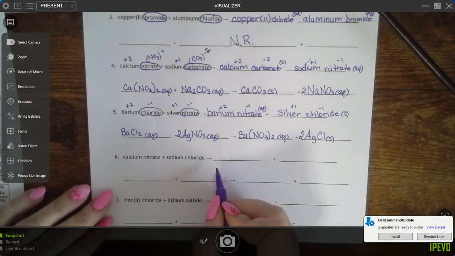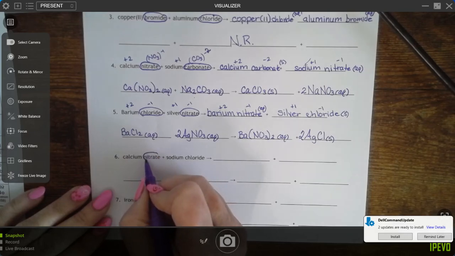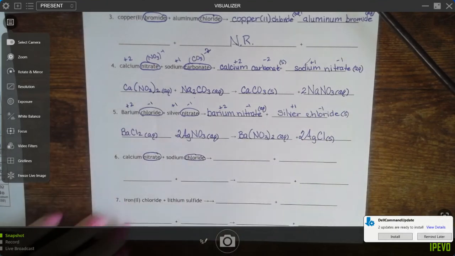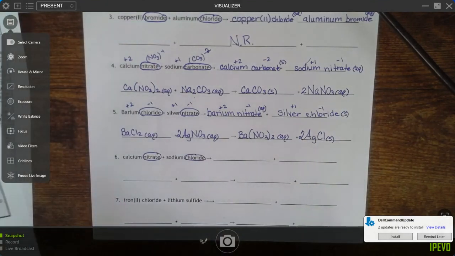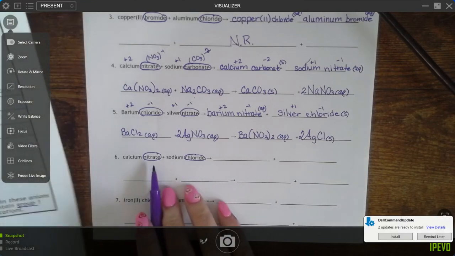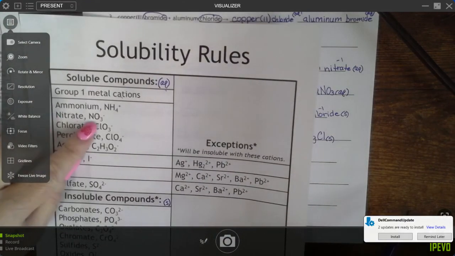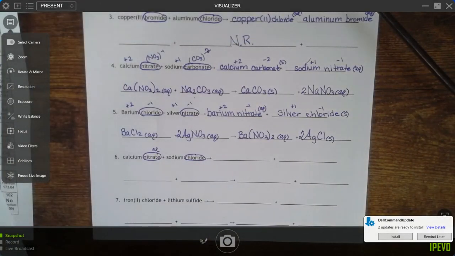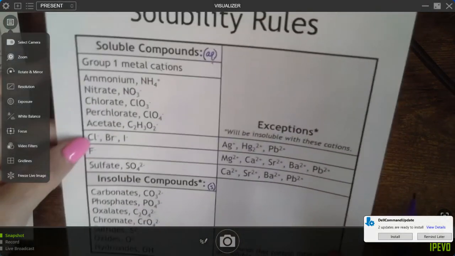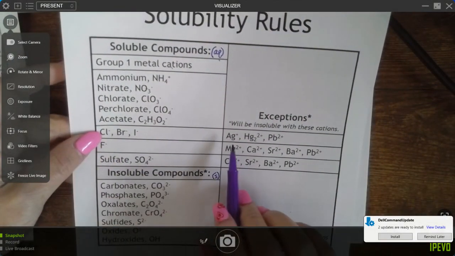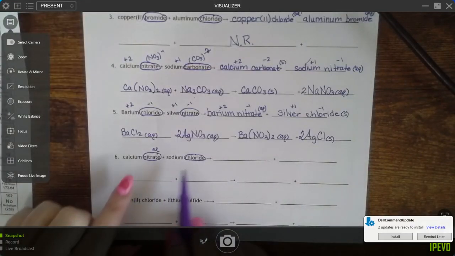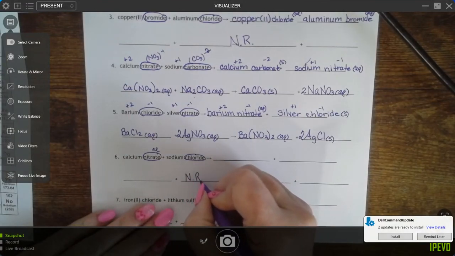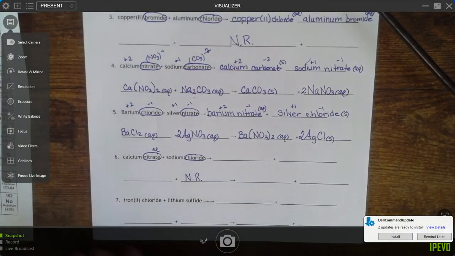Number 6. We've got calcium nitrate and sodium chloride. So these two things are going to switch. Now, if you get really comfortable with your solubility rules, you could look at this and see that nitrates are always soluble. So whatever this is in, it's always going to be aqueous. And chlorine is always soluble except with silver, mercury, or lead. And we don't have silver, mercury, or lead in this equation. So I'm just going to write this right here, NR. And if you can do that, that's perfectly fine. You don't have to write it out.